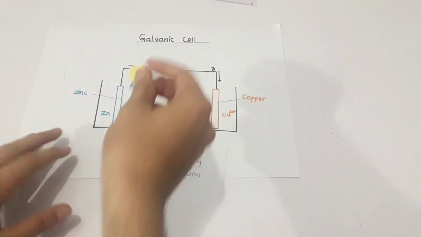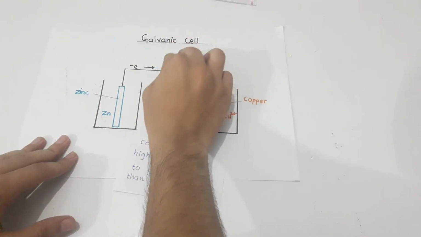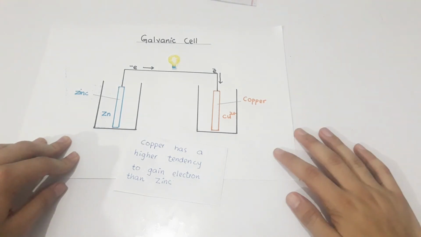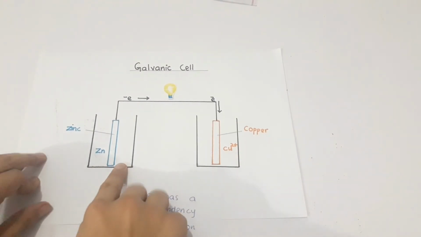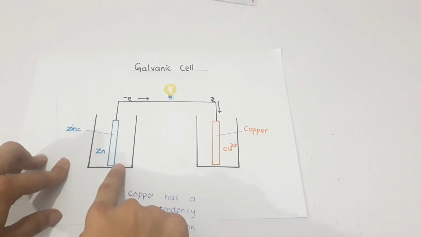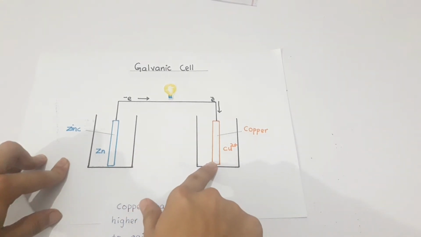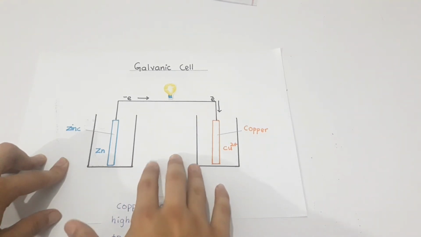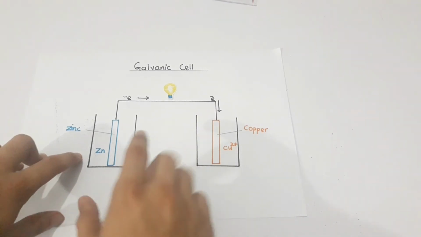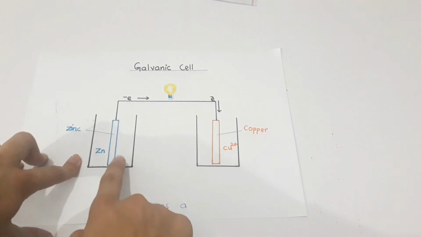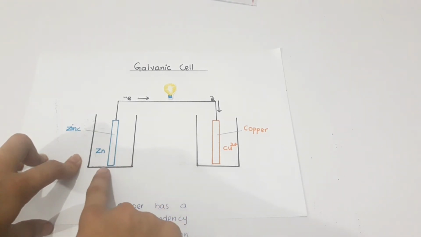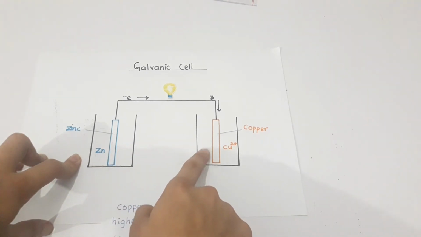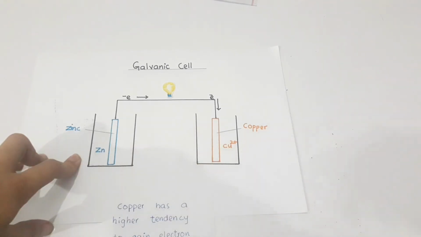If we put a light in between, we will see that it can create electricity. The zinc will lose electrons and oxidize, while the copper will gain electrons and reduce. It is a spontaneous process and it happens on its own. The oxidation will occur at the anode, and the zinc will be the anode, while the reduction will happen at the cathode, and the copper will be the cathode.